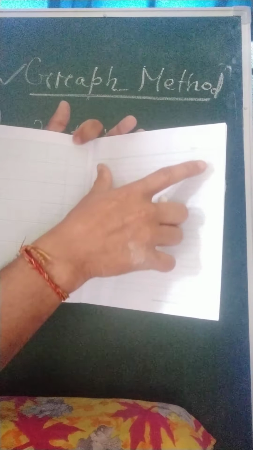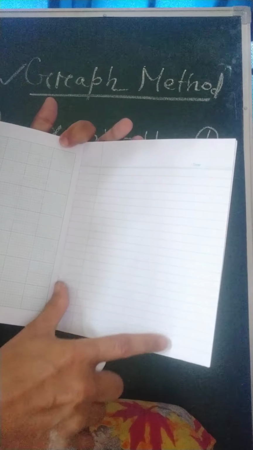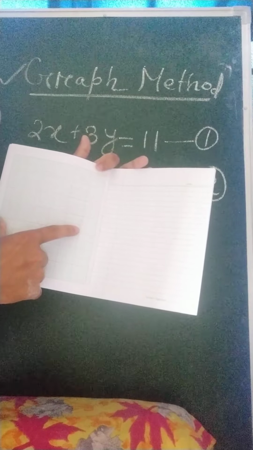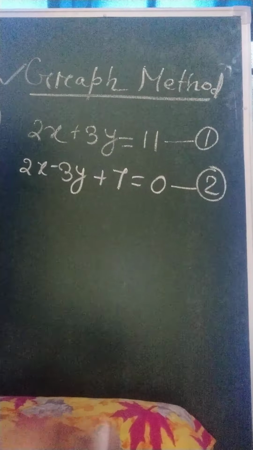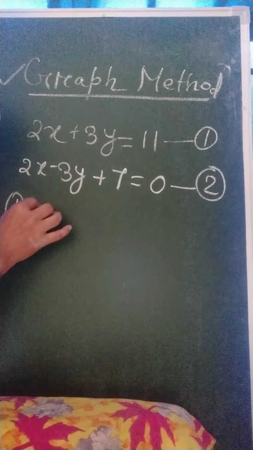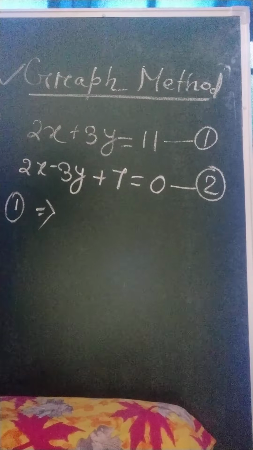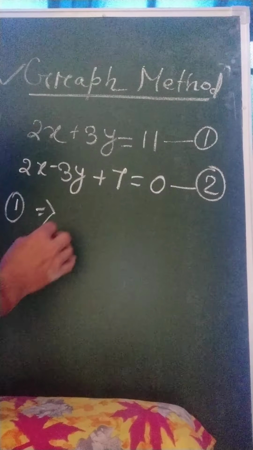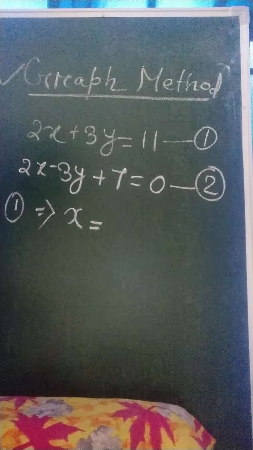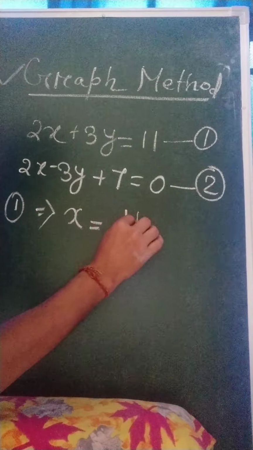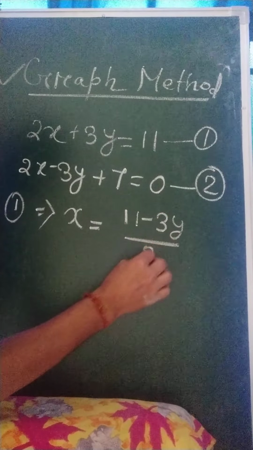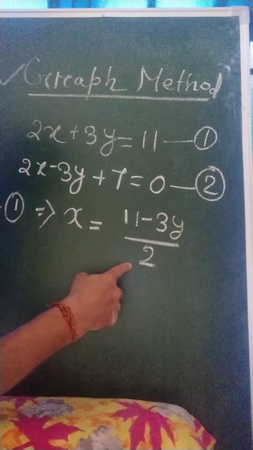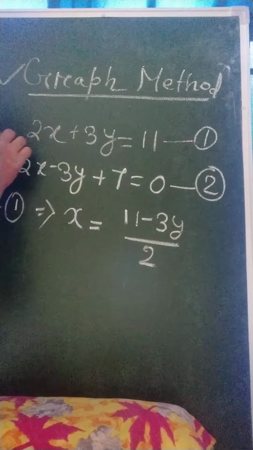Everything we will solve or write here on one single lined page, so that your answers will be in the graph copy and the graph will be plotted on the graph page. Okay, student? Now I will take equation number 1 and find one variable x, as we have done in our comparison method. So here x will be equal to 11 minus 3y divided by 2. See student, this is from equation number 1, the same as equation number 1.